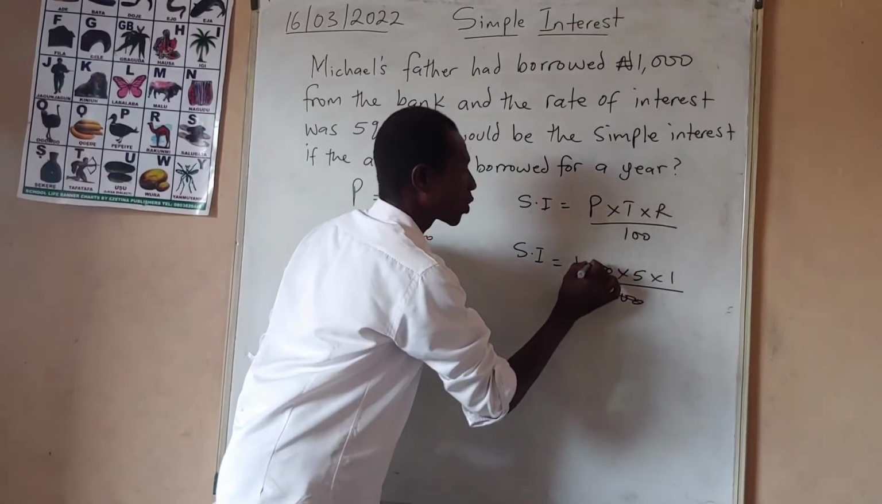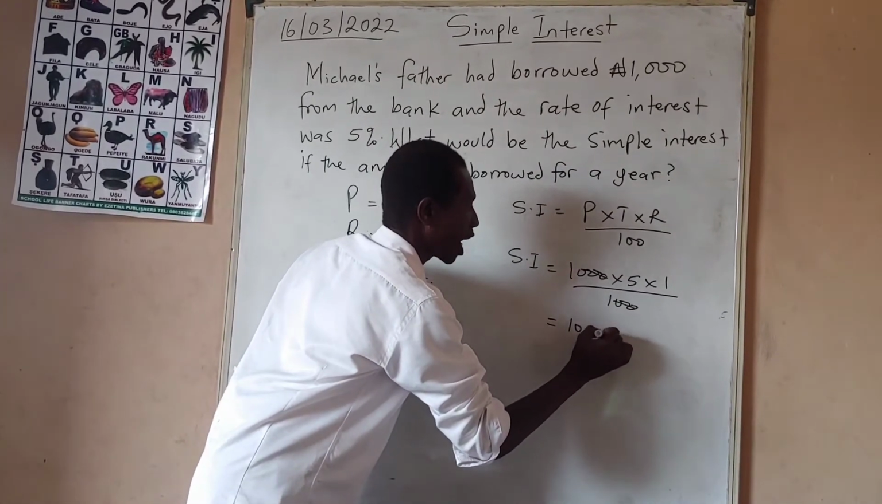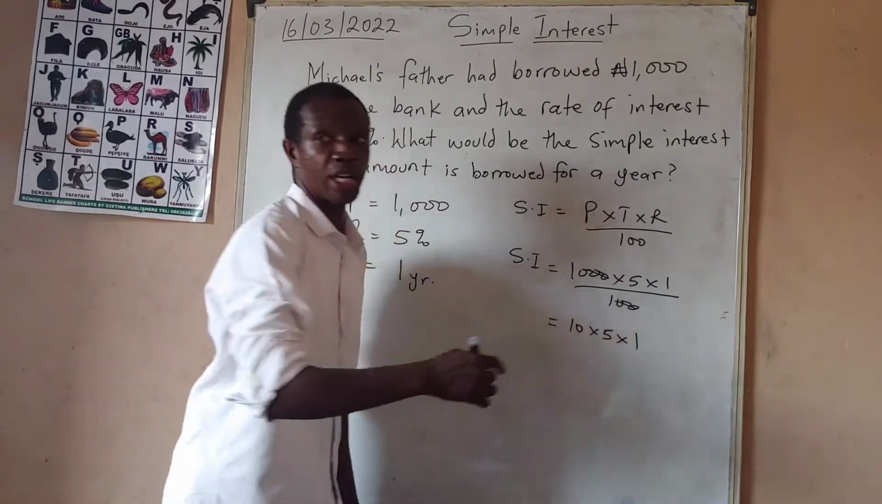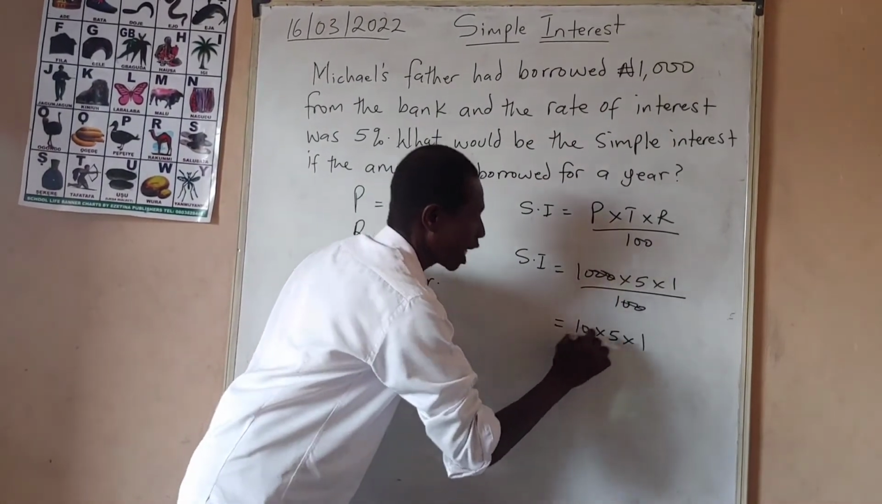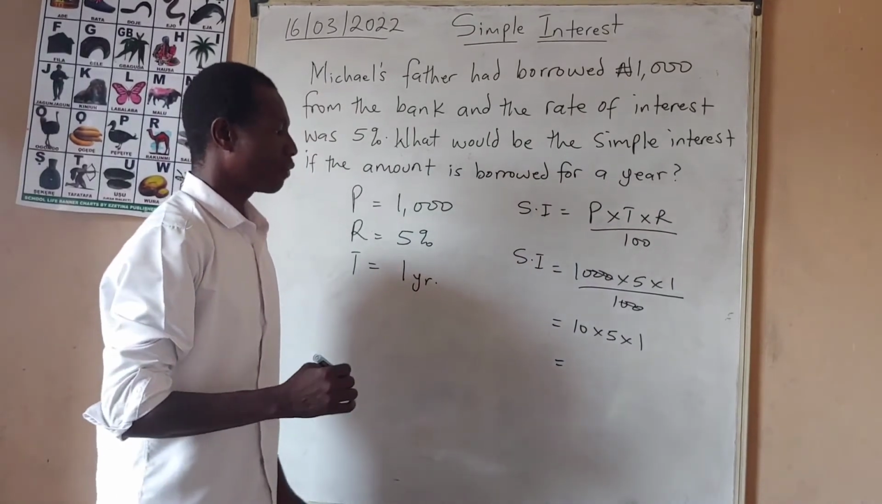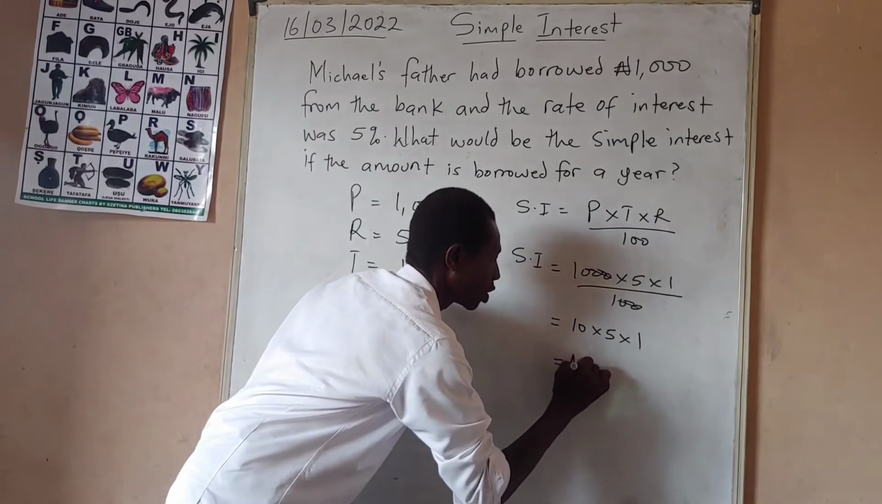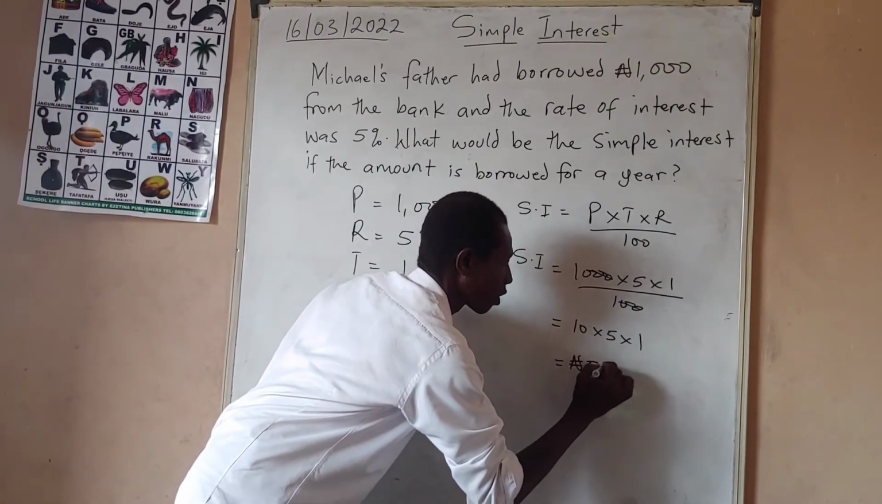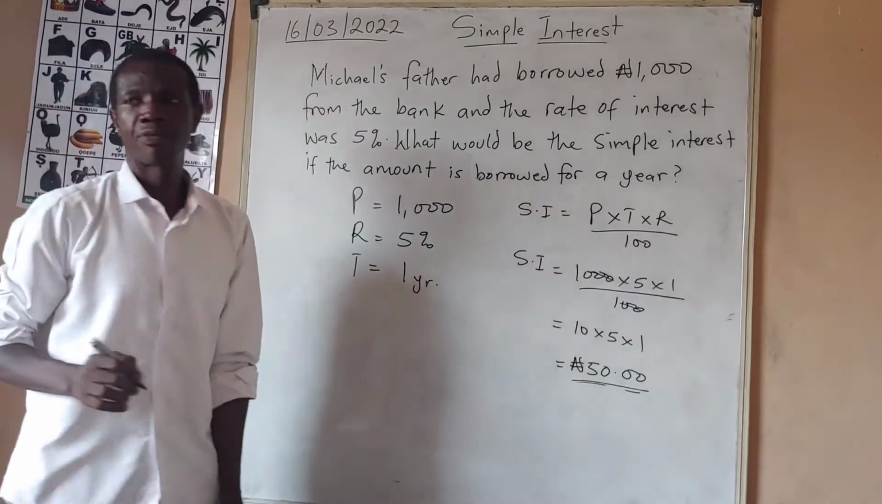2 zeros cancel 2 zeros. I am left with what? 10 times 5 times 1. Divide by 1 is the same thing as that figure, right? So 10 times 5 is what? 50. 50 times 1 is what? 50. Same. So it means the simple interest is 50 naira.